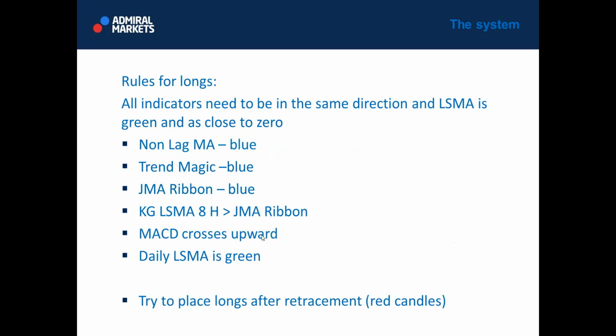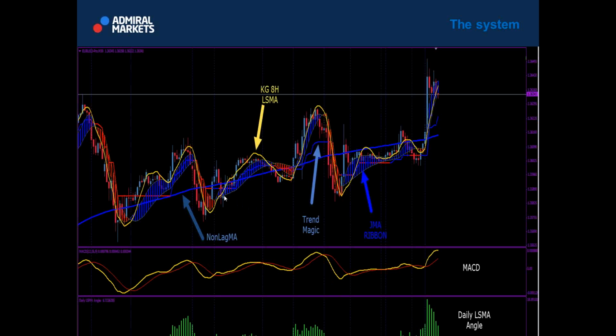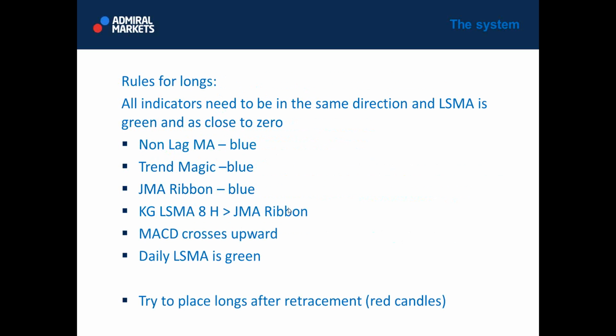MACD should be crossed to the upside, and daily LSMA is green. Try to place longs after retracement. So when you see that the price has gone up, you won't be trading longs here. You want to see first red candles below this non-lag moving average, as in this case, and you would like to go long only when all of those rules are met. So when all of those rules are met, you should go long.